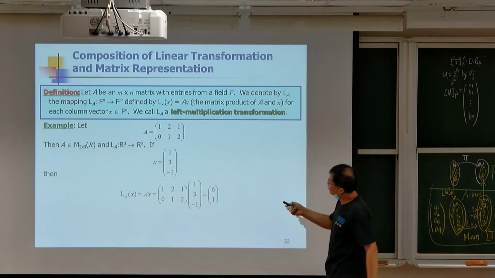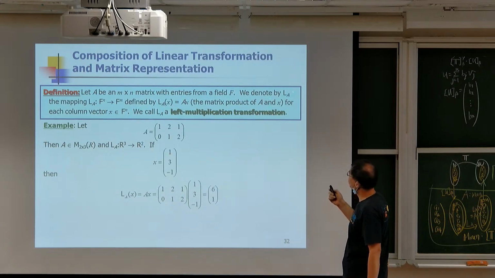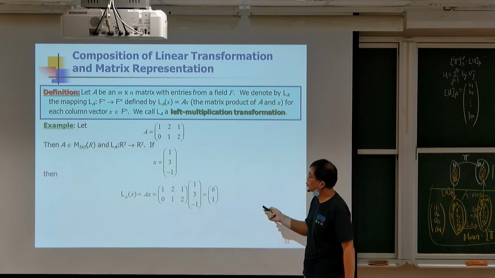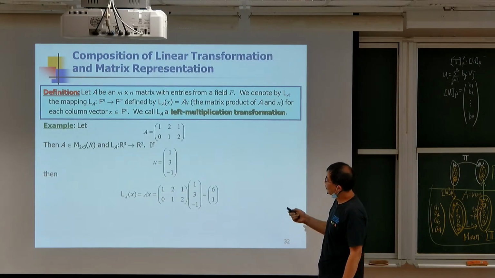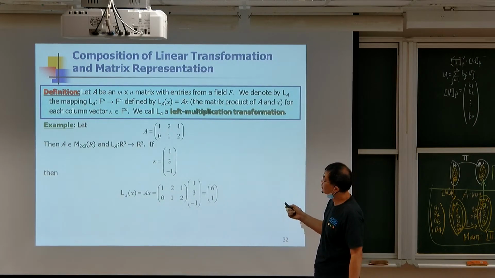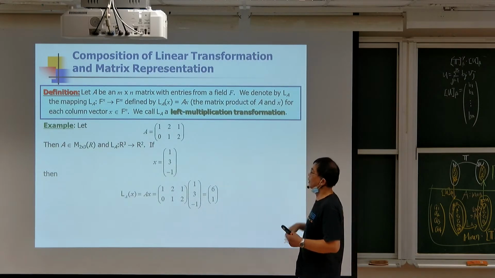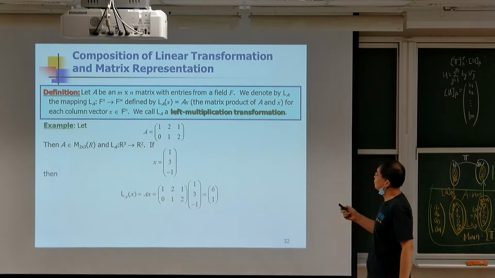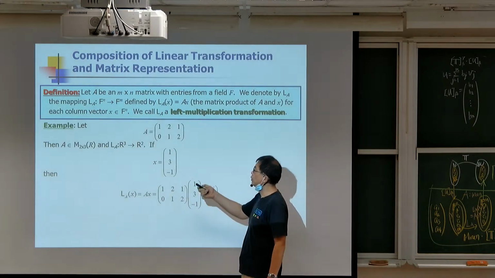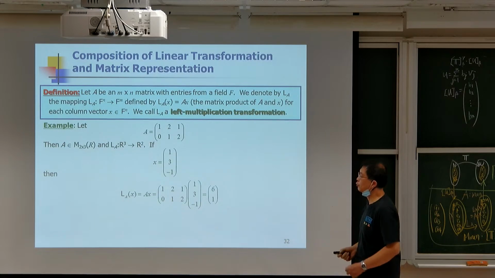So let A be an m by n matrix with entries from a field F. And we denote by LA the mapping from n-tuple column vectors to m-tuple column vectors. And we define LA of x equals A times x. So we transform an n-tuple column vector into an m-tuple column vector. And so this is a matrix product of A and x, for each column vector x belonging to the n-tuple column vector space. So we call it left multiplication transformation.